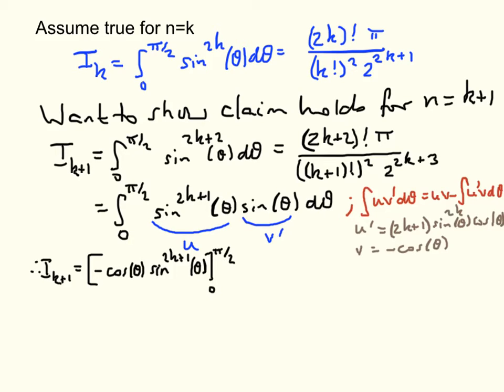And then from the next part of the integration by parts formula, we have minus the factor of 2k plus 1 here, that's going to be here in the u prime. I'm going to pull it outside of the integral. So I'm going to write 2k plus 1, close brackets, integral 0 to pi over 2. And now we have sine to the 2k of theta times cosine of theta.